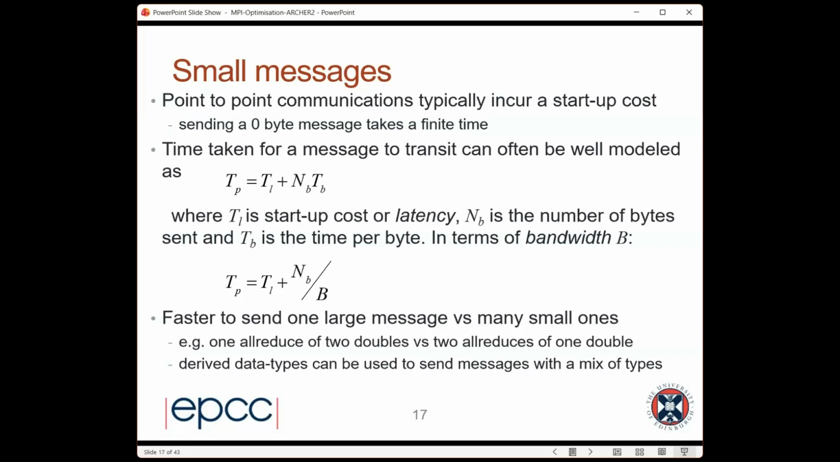It applies to collectives. An allreduce of 2 doubles is about twice as quick as 2 allreduces of 1 double. So if you have multiple allreduces to do, do them in one call. And you might say, well, I need to do multiple MPI calls because I have integers and doubles. You can use derived data types to send messages with a mix of types. So if you have small messages, you should try and aggregate them, and there are various techniques for doing that.